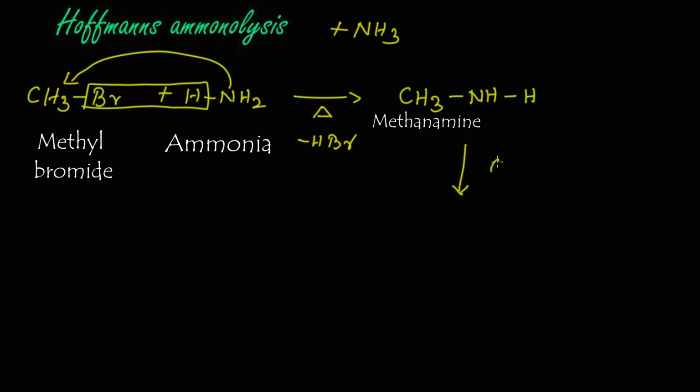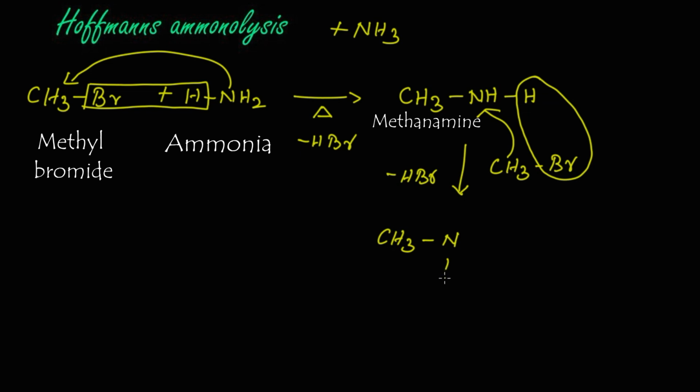This on further reacting with methyl bromide, that is alkyl halide is added again. Here the same thing takes place. The hydrogen and this bromine will leave as HBr. This methyl group will replace the hydrogen. So we get a secondary amine, that is CH3NHCH3, which is known as N-methyl methanamine.